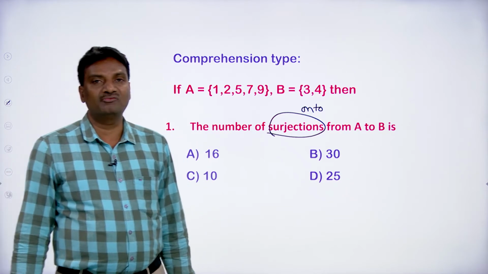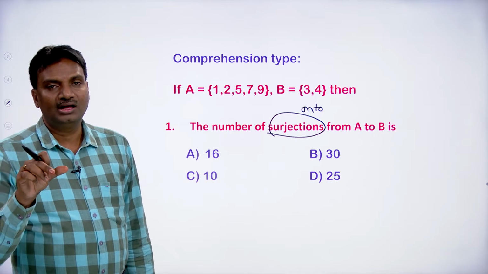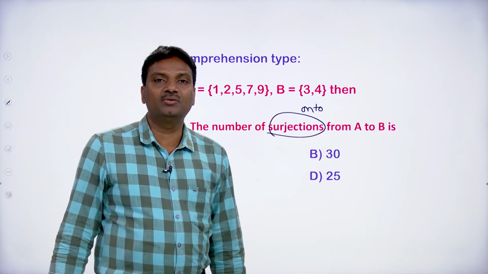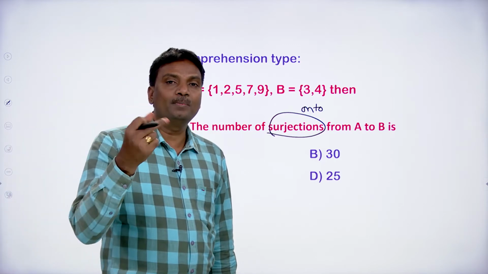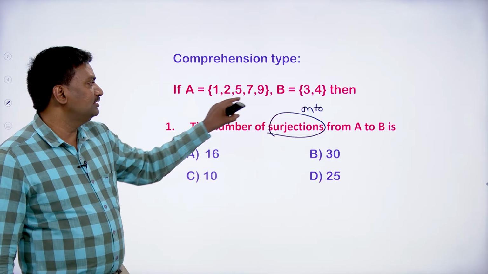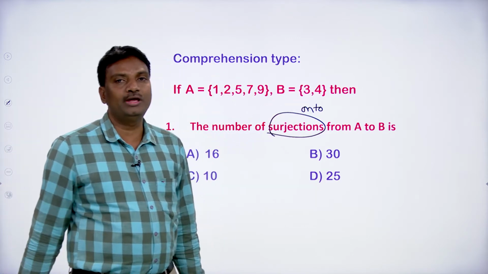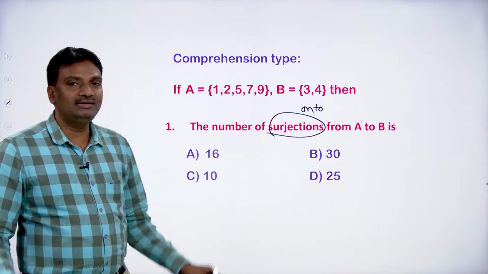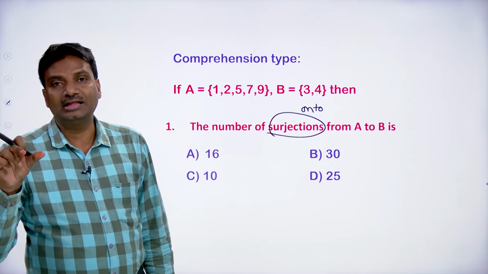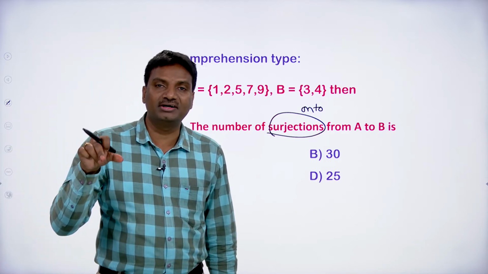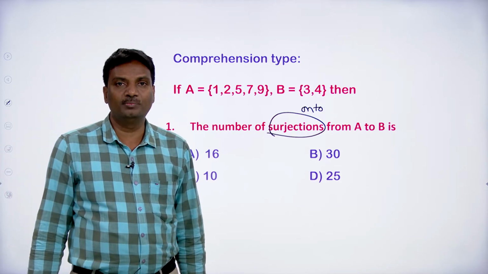Already we know the formula for finding the number of onto functions. If the number of elements in A equal to n, and if the number of elements in B equal to 2, then the number of surjections defined from A to B is 2 power n minus 2. If the number of elements in A is 1, 2, 3, 4, 5, 5 elements are there, the set B contains only 2 elements 3, 4. If the set A contains n elements and the set B contains only 2 elements, then the number of surjections or onto functions defined from A to B is 2 power n minus 2.